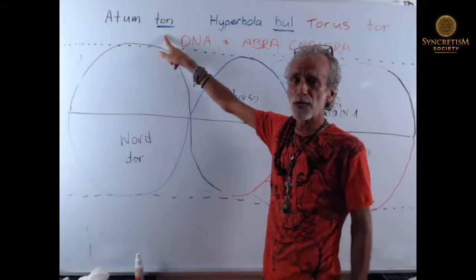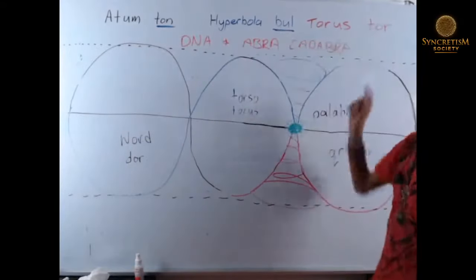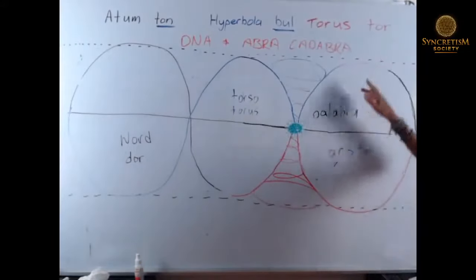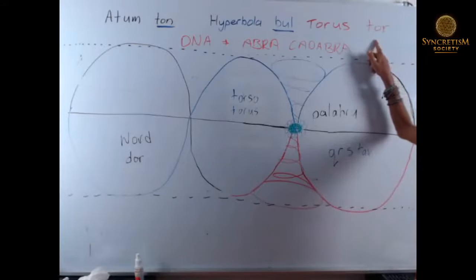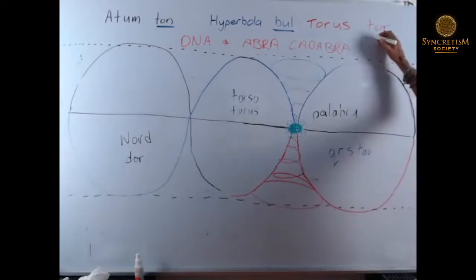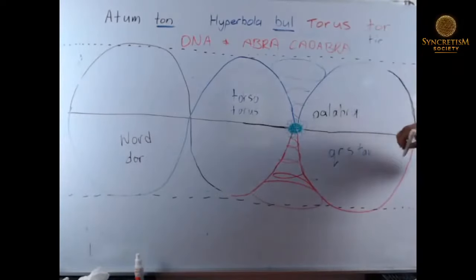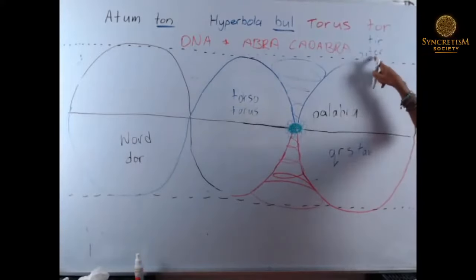This is why most of our words end in ton, bull, and tor. For instance, creator, actor, distributor, transistor. Also TR words, TIR words, or TER, like sister. These all come from the torus field. Okay, so there's many versions of this.